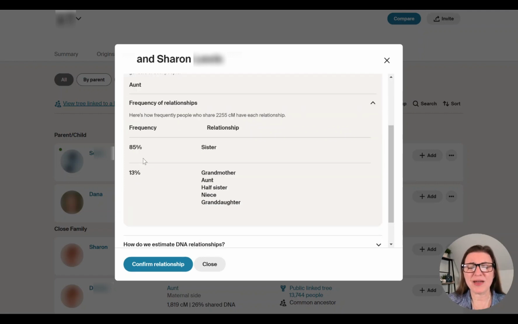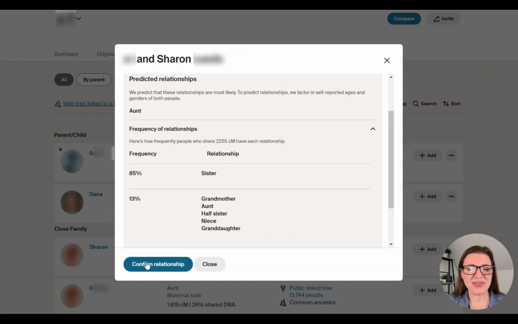So there's an 85% chance they're sisters, but it realizes they're not sisters, and it probably sees at least one of their ages. But there's a 13% chance it's one of these relationships, including grandmother and aunt. And it chose aunt for some reason instead of grandmother, but these are equally, as far as the amount of DNA, equally possible. And this is, in fact, my daughter's grandmother and not her aunt.